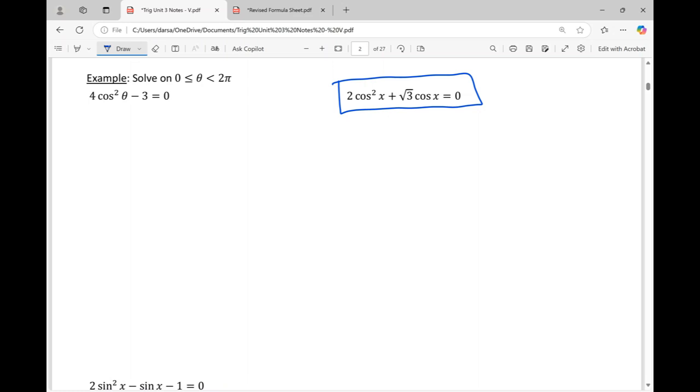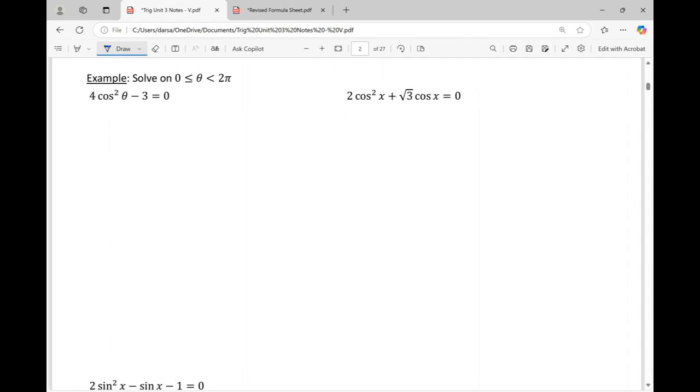For this problem, you'll notice it's a little different because we have more than one word cosine. So to solve 2 cosine squared x plus square root of 3 cosine x, we're going to do a little trick. And we're going to have to use one of our F words. We're going to have to factor.